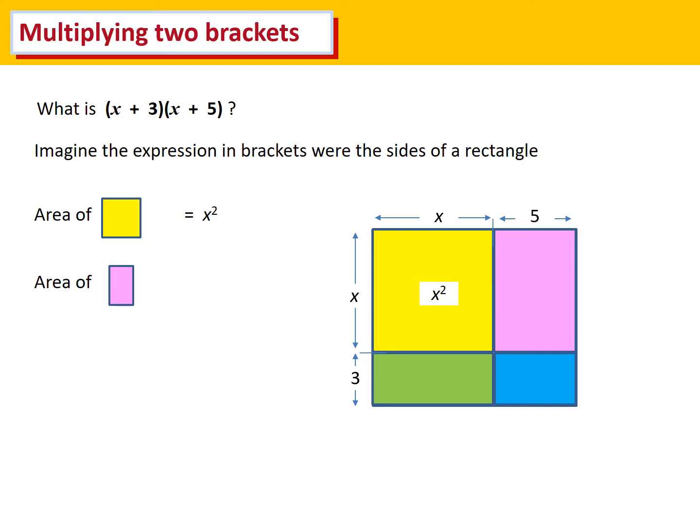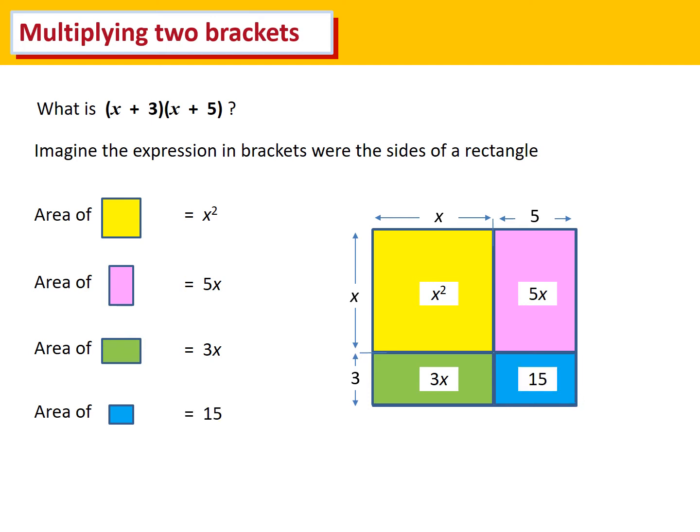The area of the pink rectangle. Well, it's 5 multiplied by x. We know what 5 times x is. Of course, it's 5x. The green rectangle, x times 3, or 3 times x. Well, that's 3x. And finally, the smaller blue rectangle, well, that's 5 across and 3 up. So that's an area of 15.